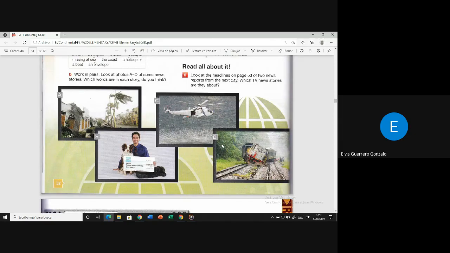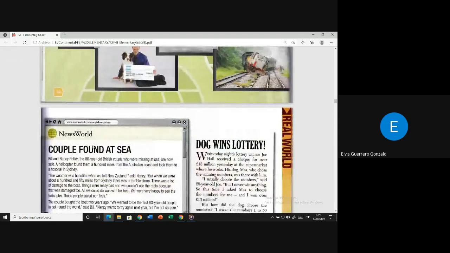Remember, last week we read about 4 news stories. Picture A, remember, picture A is about a storm in Florida. Picture B is about a man who won the lottery. Picture C is about a couple missing at sea. And picture D is a train crash in Scotland, I think. 4 stories.